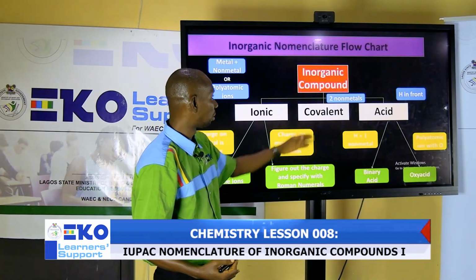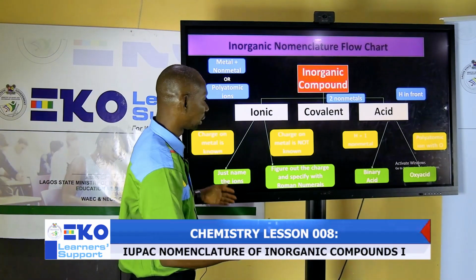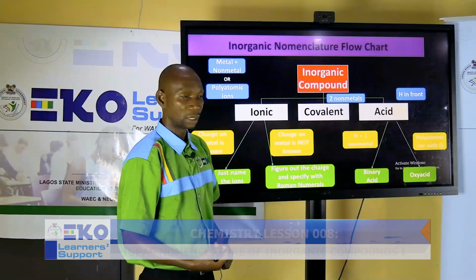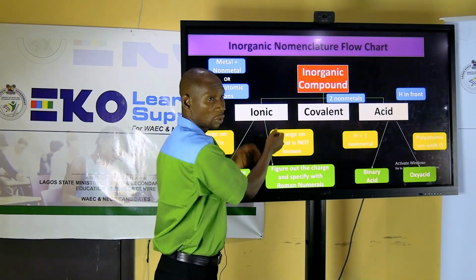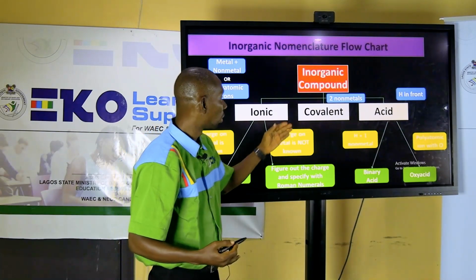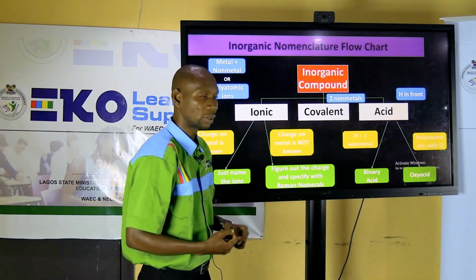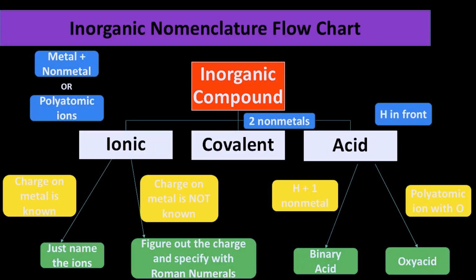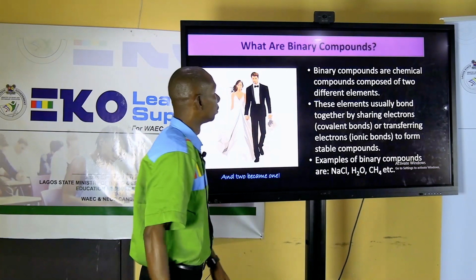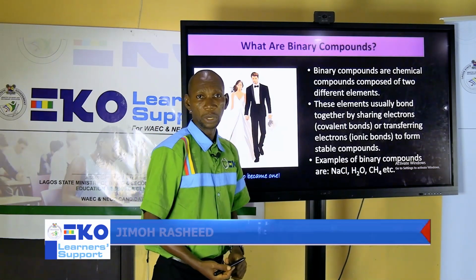Inorganic compounds can be categorized, and they can be named based on these categories. You have those that are ionic, covalent, and you have the acids. In this video, our focus is only going to be on the ionic. In subsequent videos, we'll look at how do you name covalent compounds, and of course, how do you name polyatomic compounds, including acids.